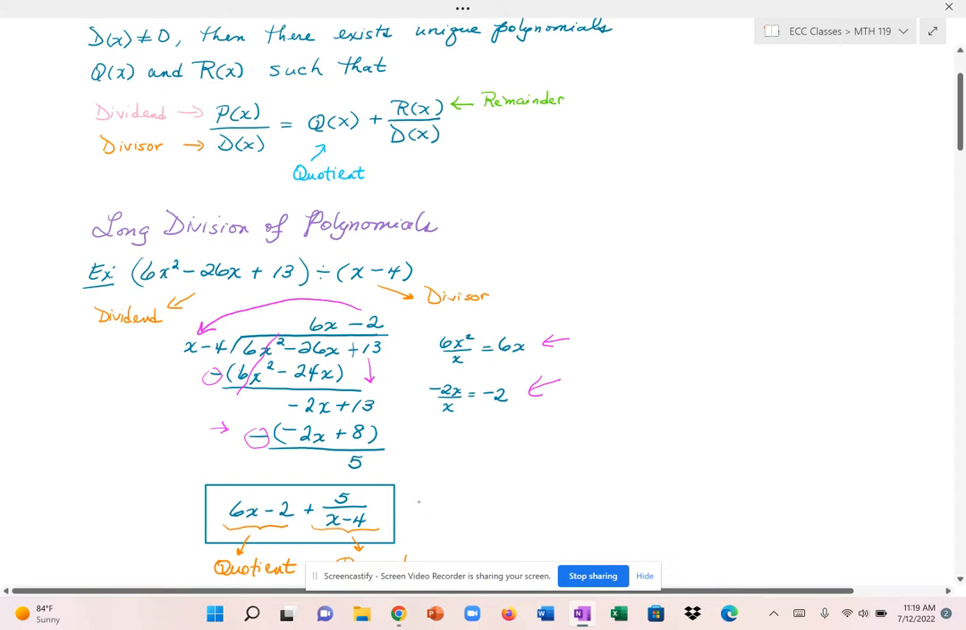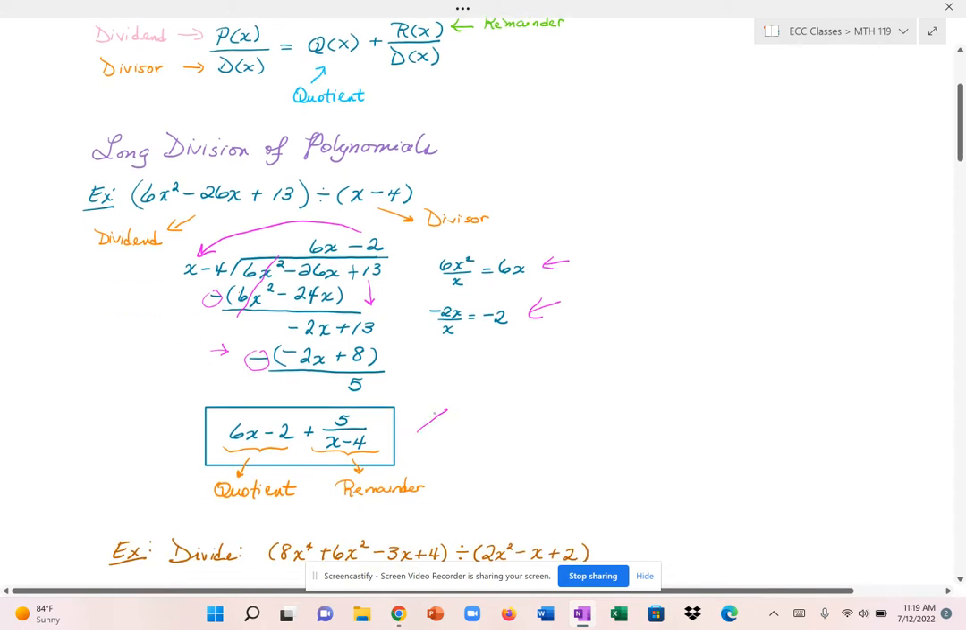So the answer is 6x minus 2 plus 5 over x minus 4. 6x minus 2 is the quotient, and the remainder is 5, and you put that over your divisor.